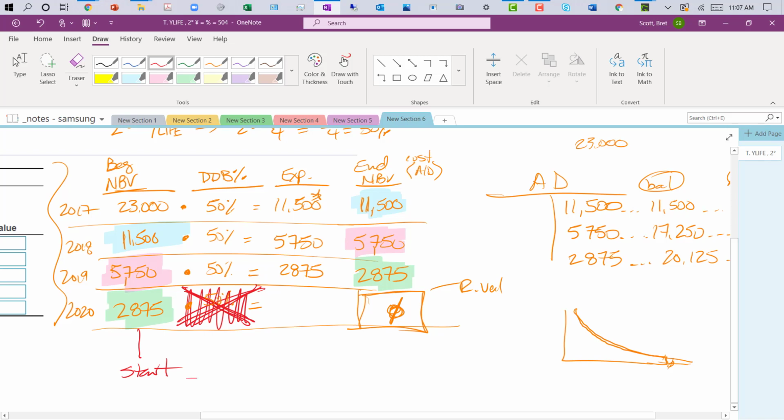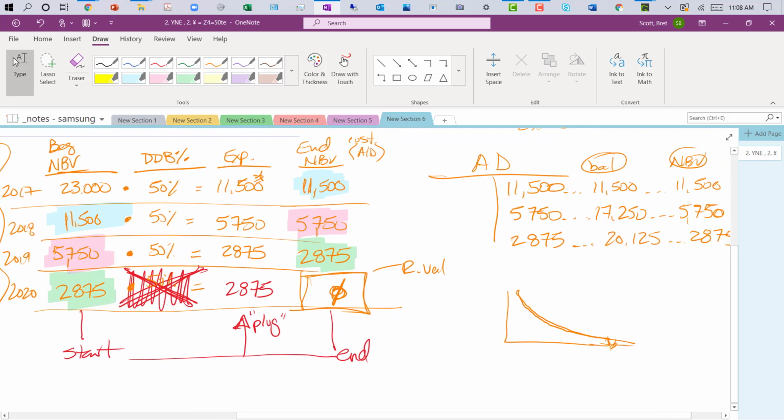I end with 0. So how do I go from I have 2,875 to I have nothing? The amount must be 2,875. That's my plug. We call it plug figure. It's my algebra. It's my x variable. So 2,875 is what I need to get a residual value of 0. So that brings my balance to, let me add up all those guys. That should add up to 23,000. So 23,000 is my balance.